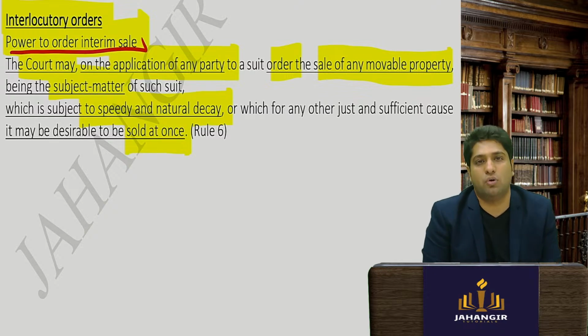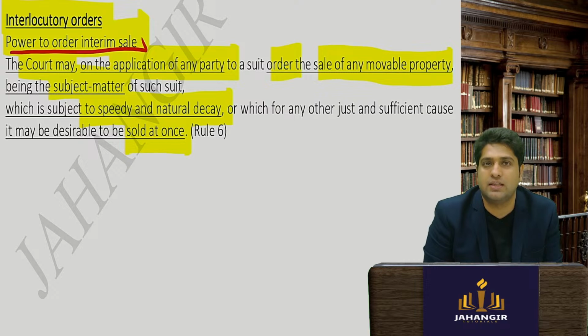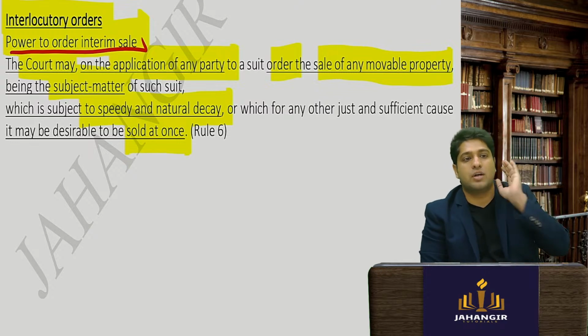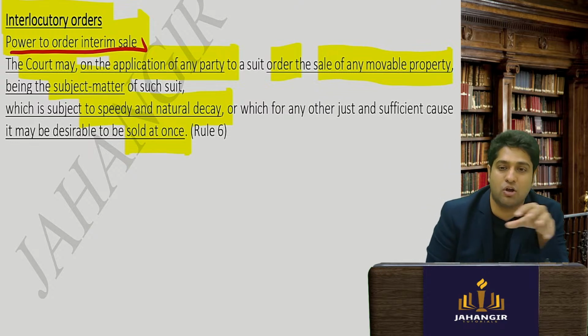Now, one of the examples of orders is the interlocutory order. Sir, what is an interlocutory order? I just explained that the sale of perishable goods till the final decision is given, when the court has to sell, is called an interlocutory order. Interim orders like the power to sell off the goods.